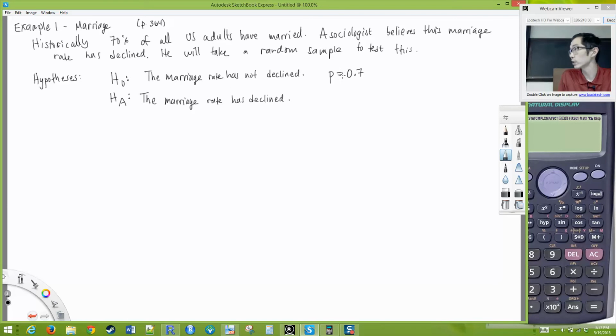Okay? How would we express that the marriage rate has declined? P is less than 0.7. Would you be expressing something different if you're not? Yeah, so if the sociologist believed that the marriage rate has, if it said something like changed, okay? So if we use the word changed here, then in that case, the alternative would be the marriage rate has changed, and what would P be? P not equal to 0.7, okay? So if you have the exact same thing except you replace the word declined with changed, then your alternative will say this, and then you'd have P not equal to 0.7. Is that okay?